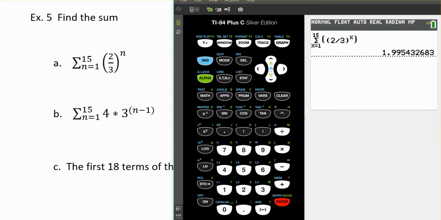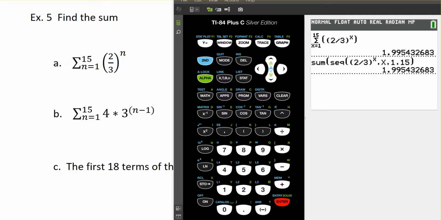Now I'm going to hit enter again, and you can see that they get this exact same value. So depending on what your operating system is, that depends on how you're going to enter these values in. All right, so let's do the next one here. I'll just drag this over so we have it in our notes.